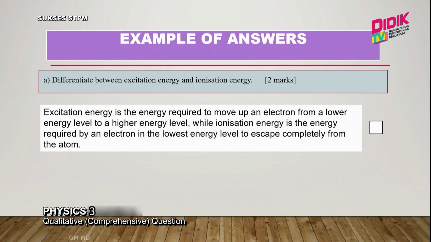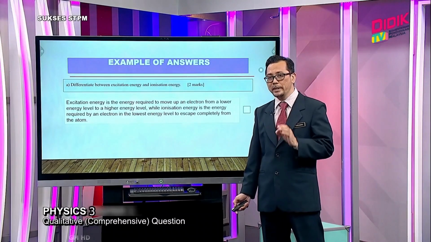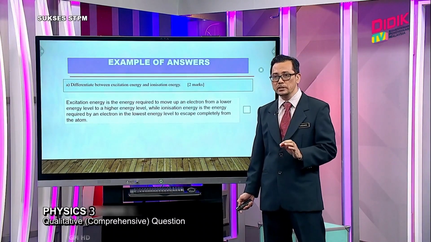Instead of using back the term used in the question, excite, this candidate changed it to other words, which is move up an electron from a lower energy level to a higher energy level, while ionization energy is the energy required by an electron in the lowest energy level to escape completely from the atom. So this is another tip that I would like to share: please do not repeat the term which is used in the question.